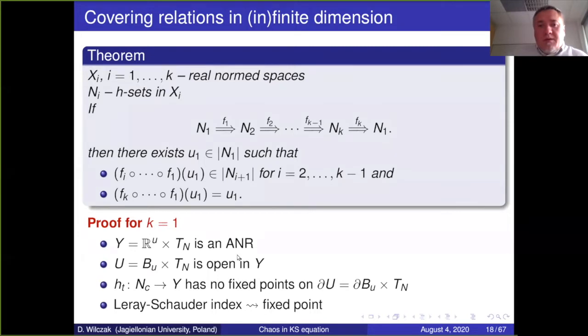And here is the crucial point, because this set U, which is equal to an open ball times T^n, is open in R^u times the same set T^n. So we cannot speak about the interior of the set because it is empty, but we can speak about relatively open sets. And this is the primary tool for proving the existence of shadowing orbits, periodic orbits, etc.